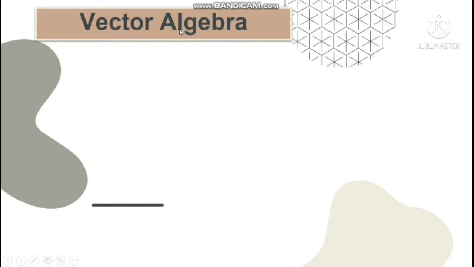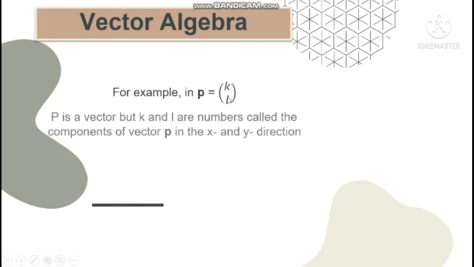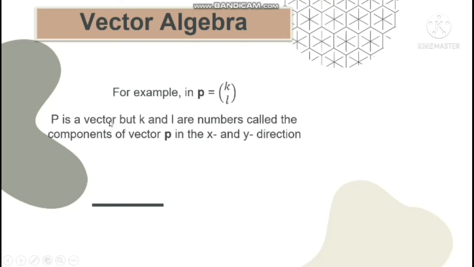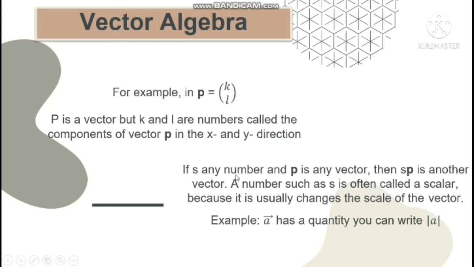The third is vector algebra. For example, vector P equals KL. P is a vector, but K and L are numbers called the components of vector P in the x and y direction. If S is any number and P is any vector, then SP is another vector. A number such as S is often called a scalar because it changes the scale of the vector.